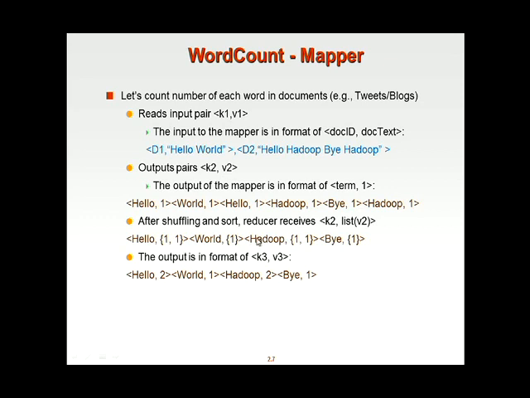Actually, there's also a sorting result. If the term is a key, the order should not be like this. The order should be bye with one, then Hadoop with two ones, then hello with two ones, and then world with one. So the keys will be sorted according to a predefined sorting function. The key is a term, a string, so they will be sorted alphabetically. So this is the input of the reducer.